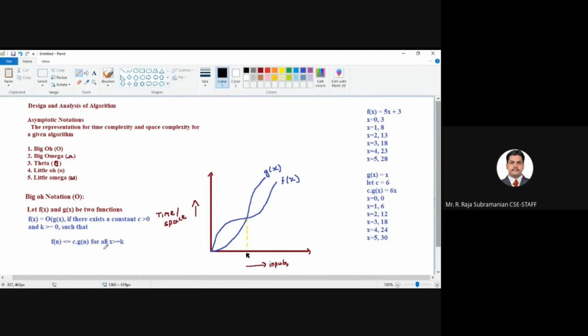I will come again. So big O notation is nothing but take two functions f of x and g of x. If f of x is initially greater than g of x, we need to find some constant for g of x and some k value in such a way that that constant into g of x will become greater than f of x after that k value. After that k value, c into g of x will always be greater than f of x. Am I making it clear now?